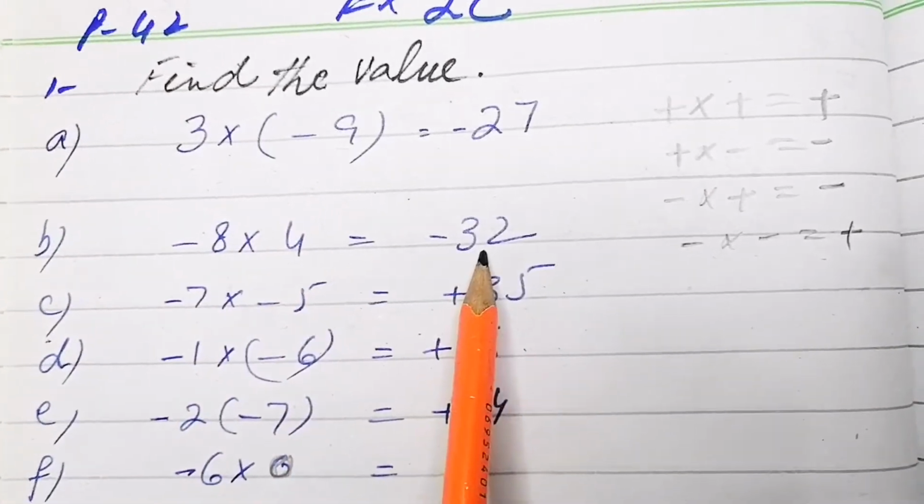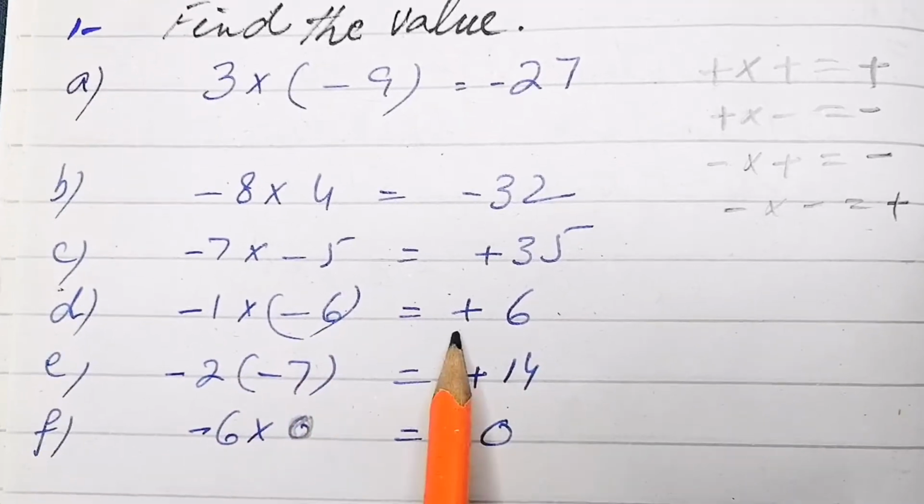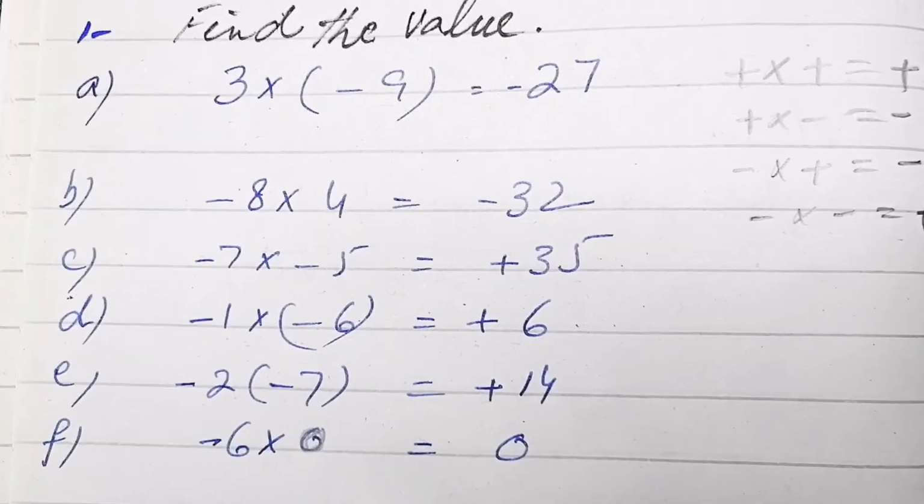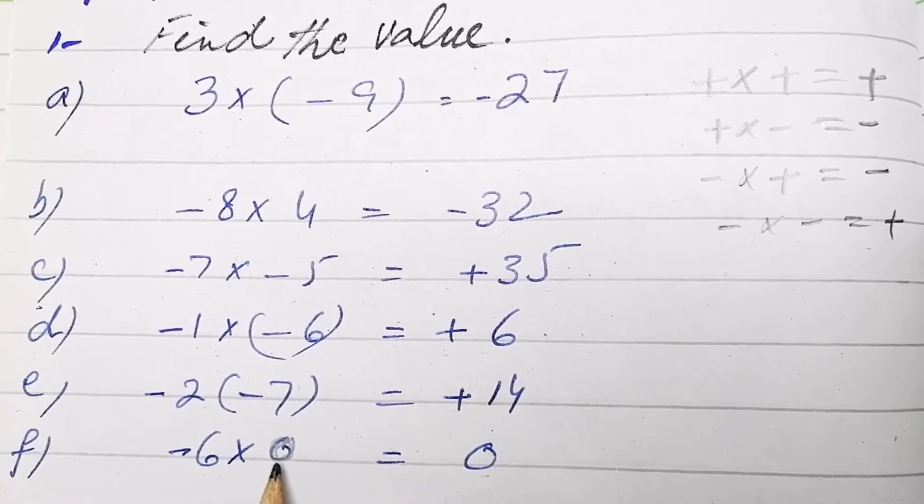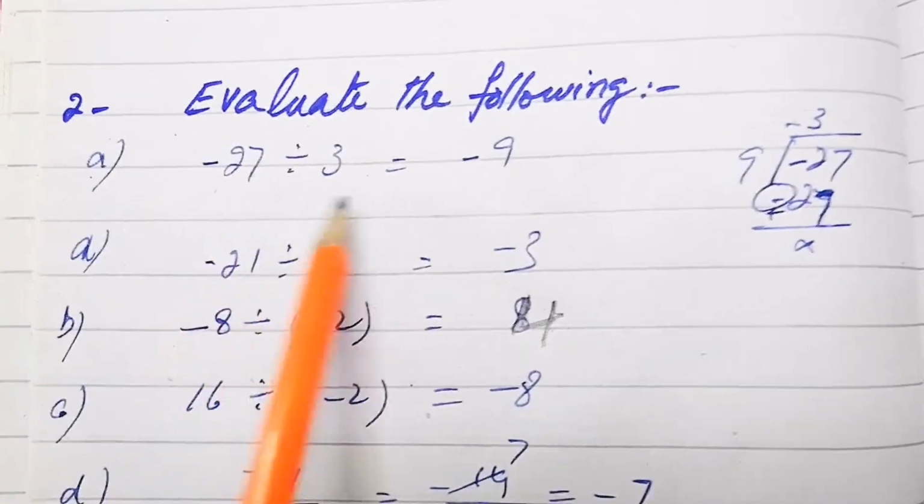So 8 4s are 32, minus 32; 7 5s are 35; 6 1s are 6, minus minus plus 6; 7 2s are 14, minus minus plus; and 0 multiplied by 6 minus 6 is equal to 0. You multiply any number with 0, the product is always 0. Then question number 2 is evaluate.